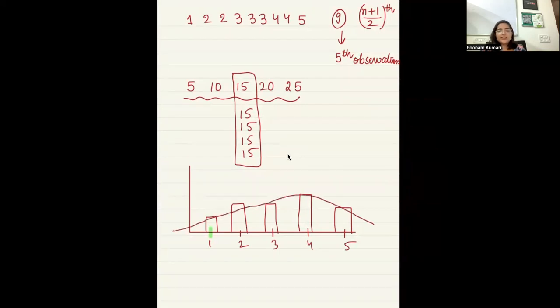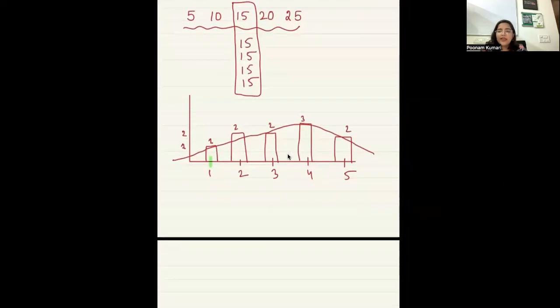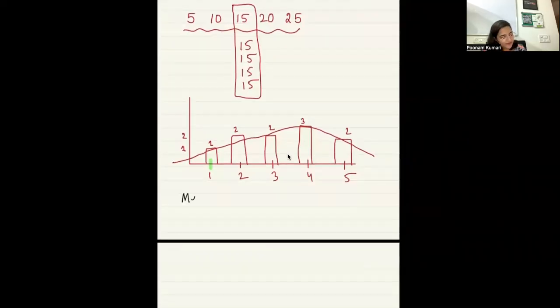This tail is longer, right? Yes, ma'am. Okay, so this is one time, this is two times, this is two times, this is three times, and then this is two times. So what is the mean and what is the median here? So let's calculate. What is the mean? Mean will be 1 times 1 plus 2 times 2 plus 3 times 2 plus 4 times 3 plus 5 times 2, 10.